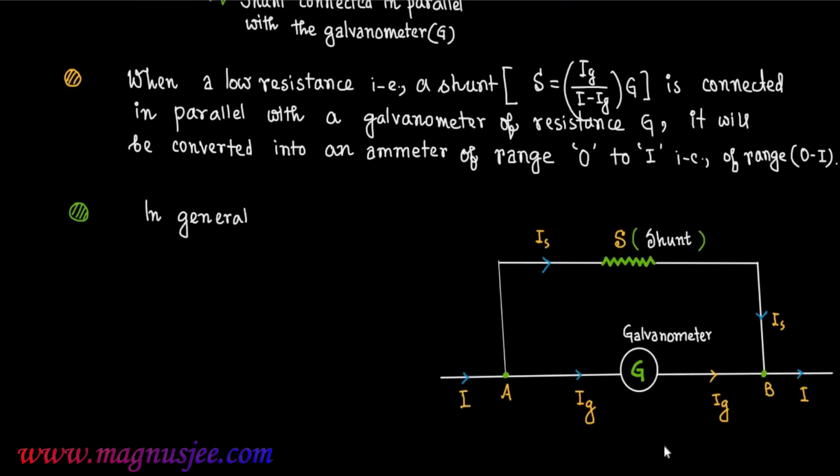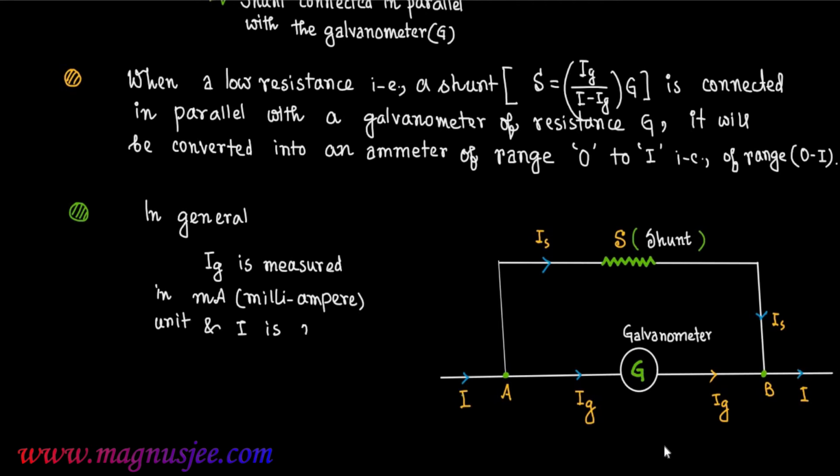In general, the current flowing through the galvanometer, that is Ig, is measured in milliampere, mA, and I is measured in ampere.